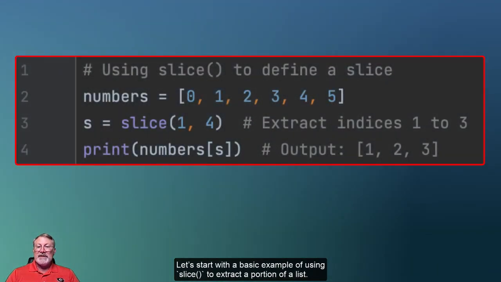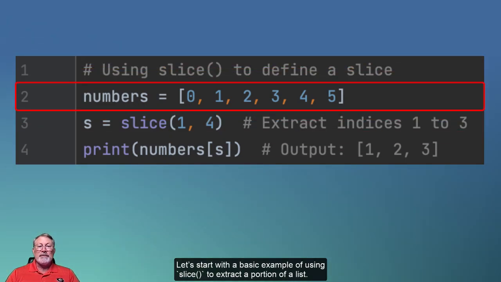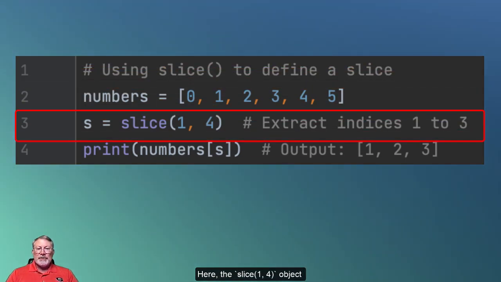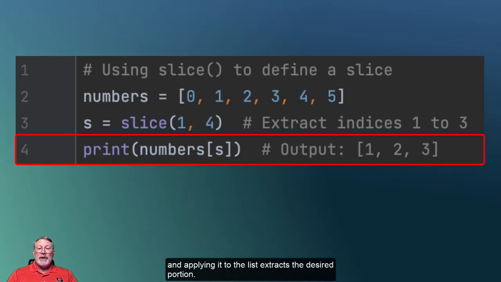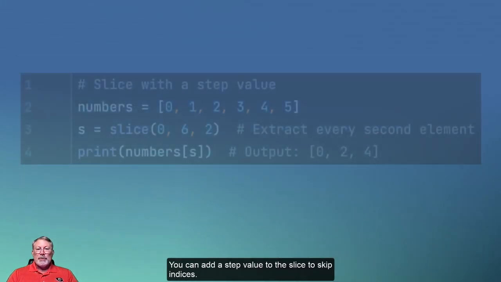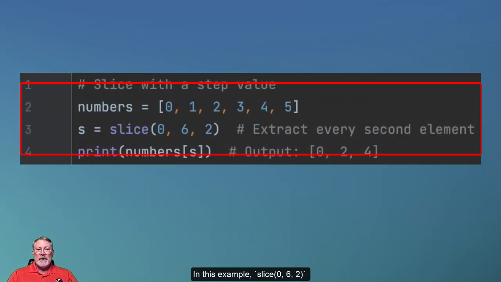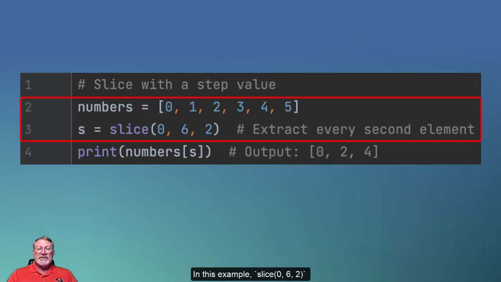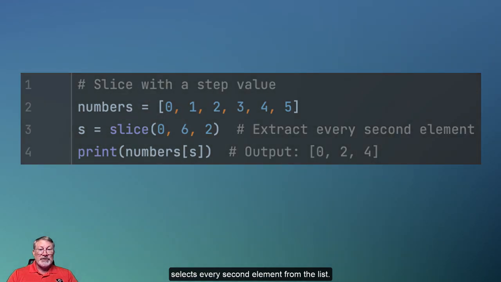Let's start with a basic example of using slice to extract a portion of a list. Here, the slice(1, 4) object specifies a range of indices, and applying it to the list extracts the desired portion. You can add a step value to the slice to skip indices. In this example, slice(0, 6, 2) selects every second element from the list.